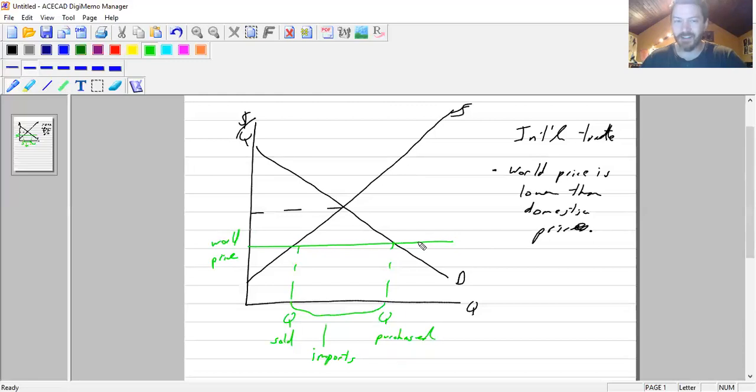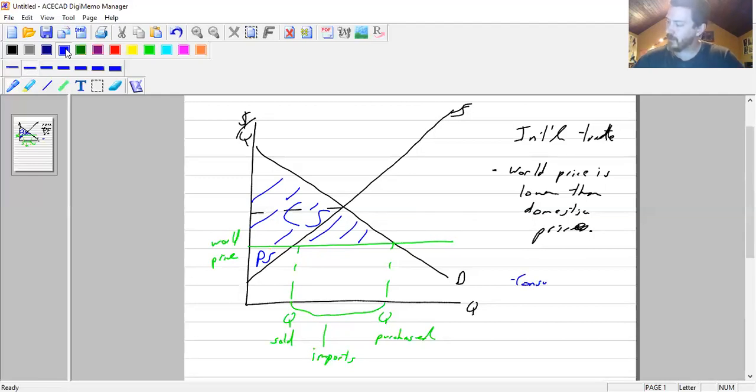The former domestic price is completely irrelevant here. If consumers can buy globally for this price, they don't care what this domestic price would be otherwise. This is completely irrelevant. They're going to buy at this cheaper price, period, end of story. This entire huge area is now consumer surplus. Producer surplus is just this little triangle down here.